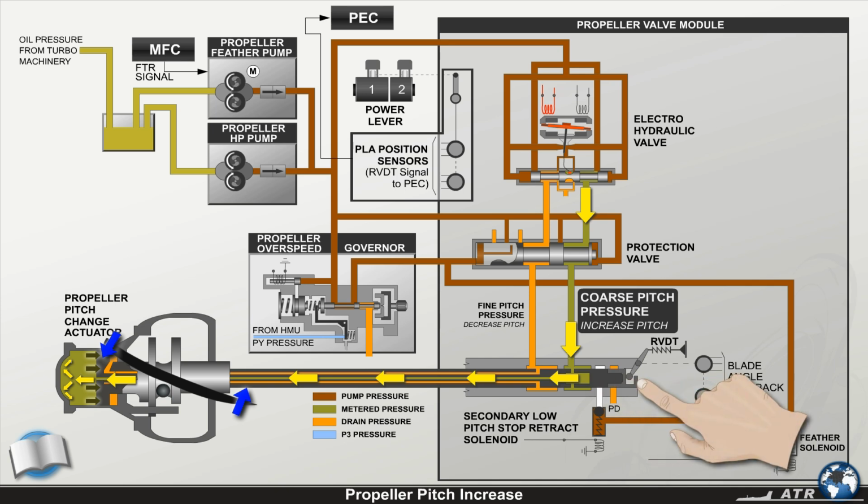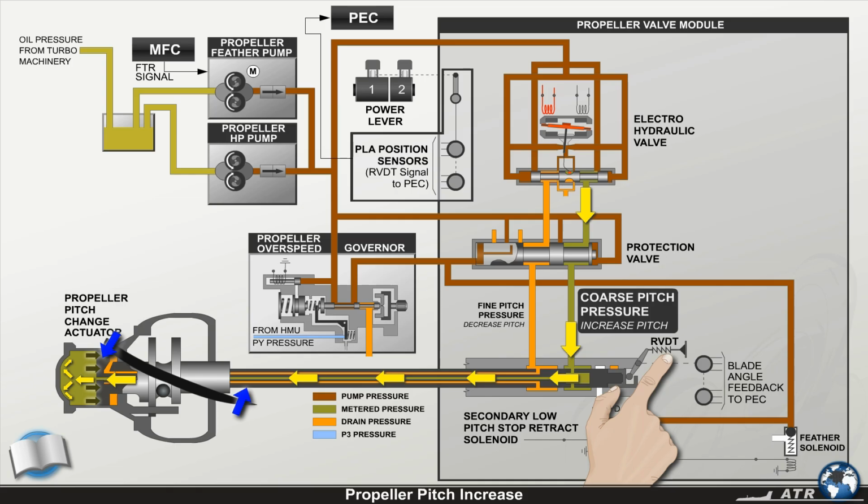Motion of the oil transfer tube contacts the RVDTs, rotary variable differential transformers, which transmits the position of the propeller blade angle position feedback to the PEC. When the blade angle position feedback to the PEC is in accordance with the command, operation ceases.